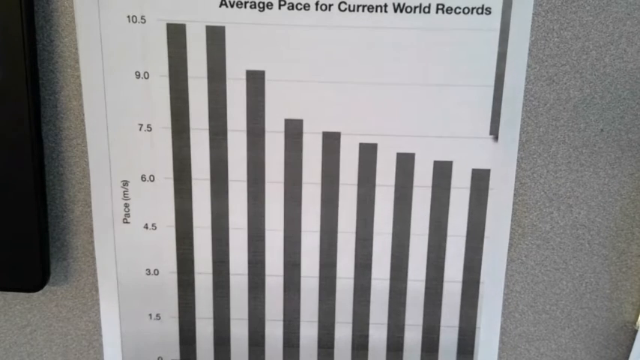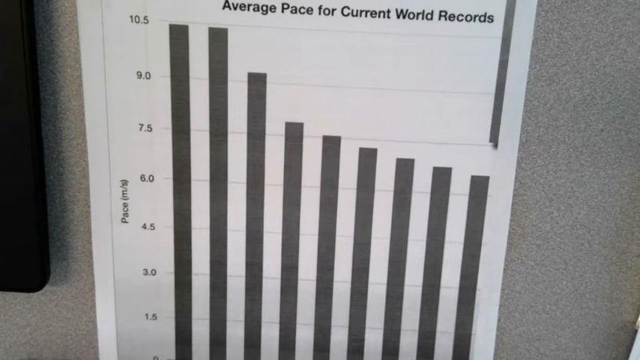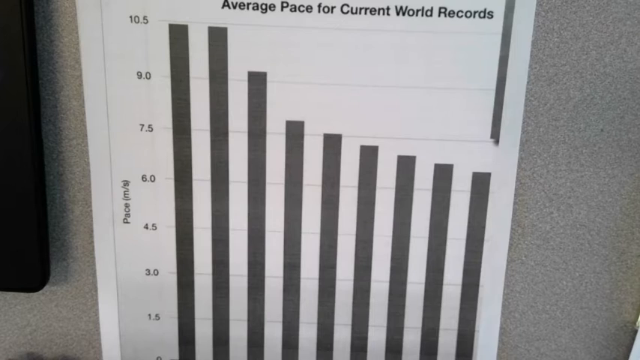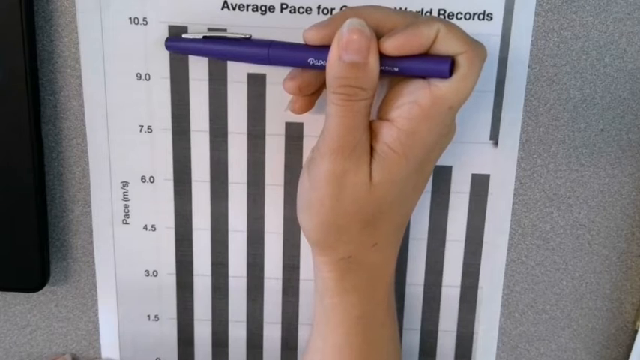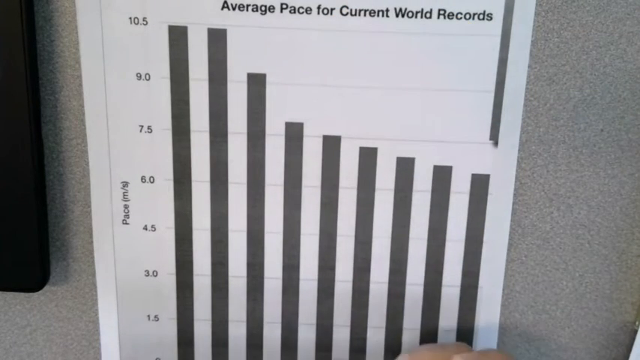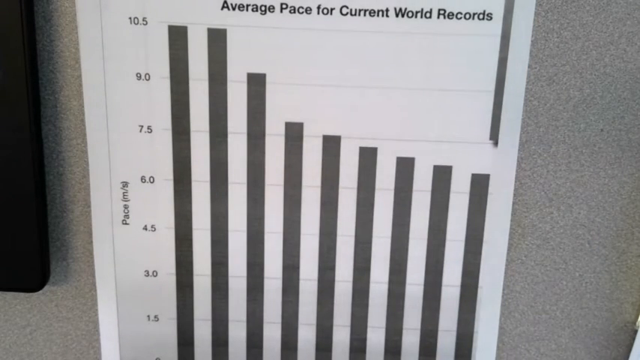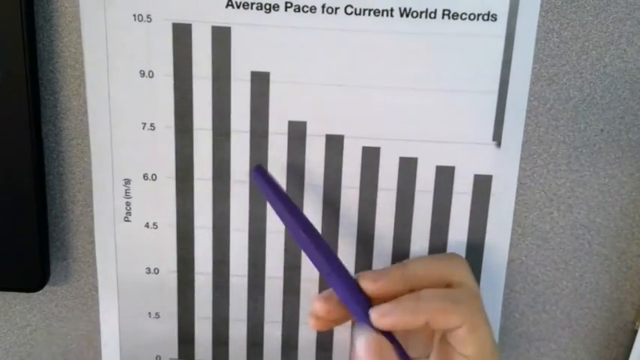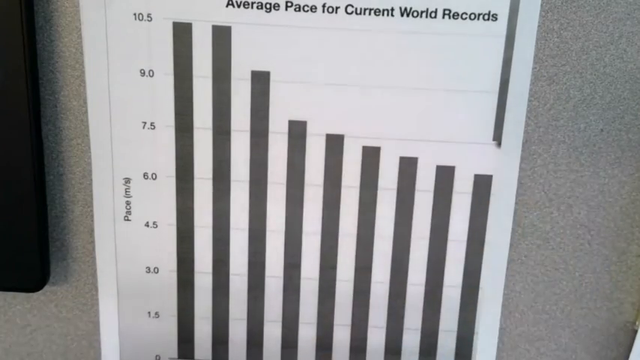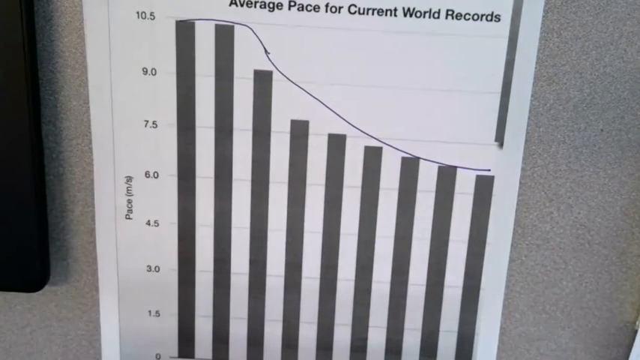So what I have here is a chart of world record holders. This first one would be Usain Bolt. This would be his world record for the 100-meter dash, which he completed in just under 10.5 meters per second. Same thing with our 200-meter dash, a similar record. And then all of a sudden we start seeing everything go down super quick. So that means that our pace, our speed, is going down. So this was okay, and then we started taking that deep dive.